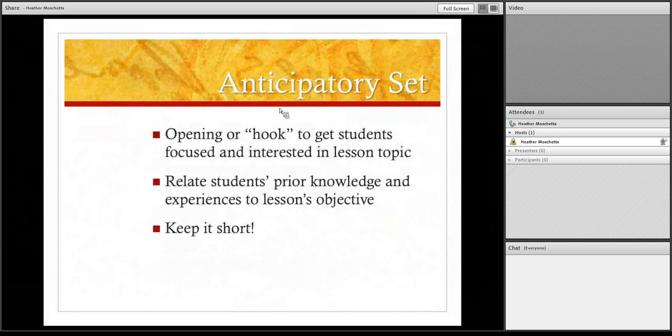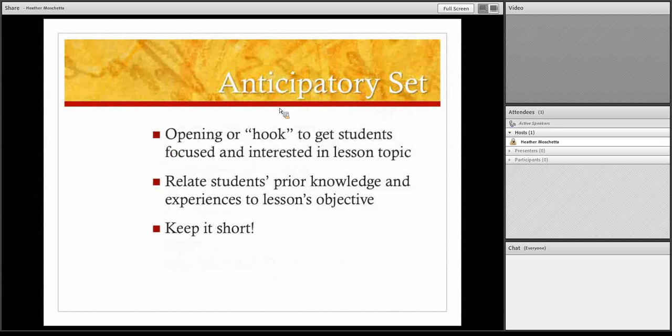The first element of the Madeline Hunter model is the anticipatory set. This is the hook to grab the student's attention at the start of the lesson. The intent is to put the students into a receptive frame of mind, and this is often done by relating the student's prior knowledge and their prior experiences to the lesson's objective.